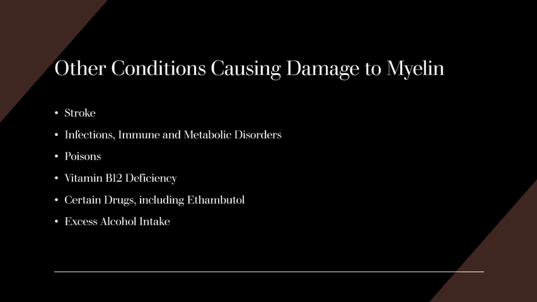A myelin sheath can also be damaged or destroyed in adults by stroke, infections, immune and metabolic disorders, poisons, vitamin B12 deficiency, certain drugs including ethambutol, and excess alcohol intake. In addition, in a few rare inherited diseases, the myelin sheath doesn't properly form. These diseases include Tay-Sachs disease, Gaucher disease, Hurler syndrome, and Niemann-Pick disease.